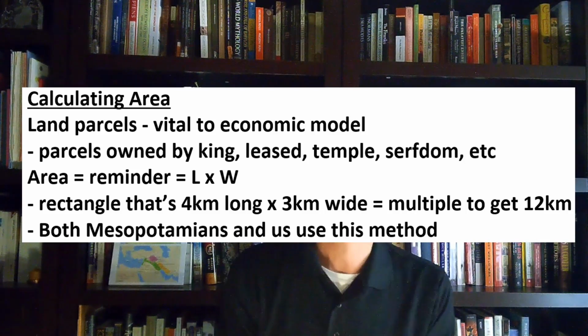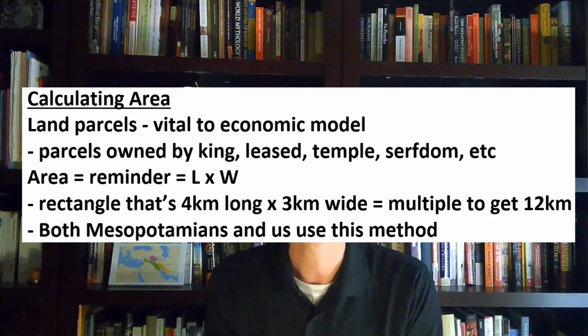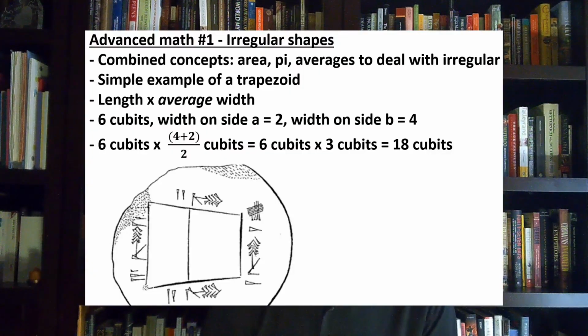And they calculate area just like we did, length times width, right? So if you had a rectangle 4 kilometers long and 3 kilometers wide, you would just multiply those to get 12 kilometers. And so they had a similar system. Now, they did have more complicated formulas. It's like, say you had a trapezoid. Well, they knew how to deal with the trapezoid. So if they're looking at a trapezoid, they would take the average of the two different sides versus the one single side.